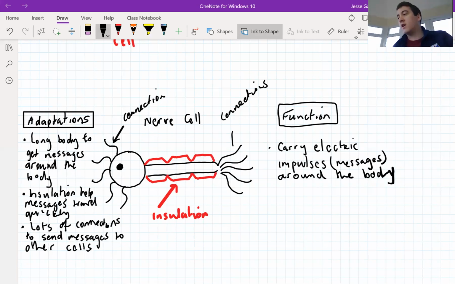Okay, so that's the function. The adaptations are the features. So each of these is a feature. It has a long body to help get messages around the person or the animal. It has insulation to make sure the messages travel quickly, and it has lots of connections so that it can send messages to other cells. These three things together are features or adaptations that help the nerve cell to do its function, which is to carry impulses, electric impulses, around the body.